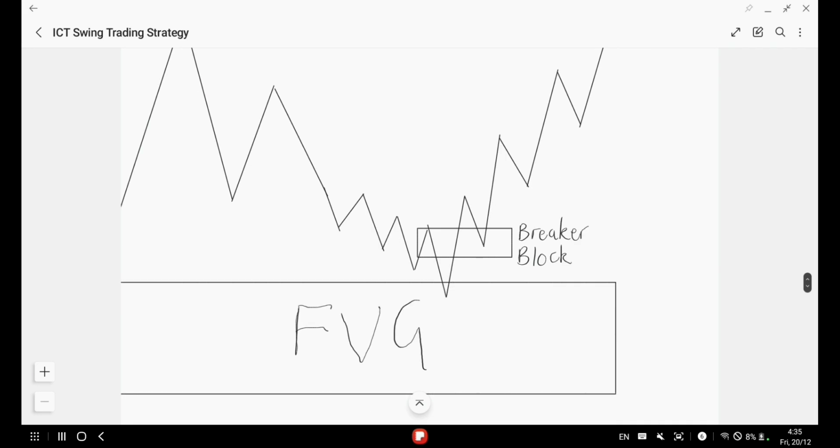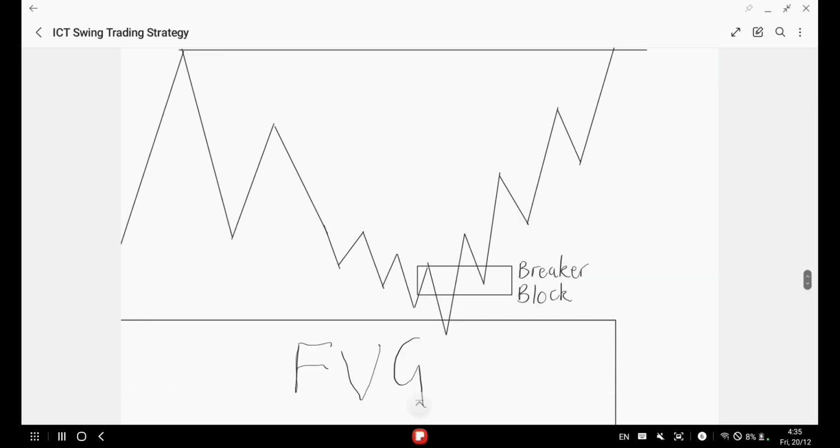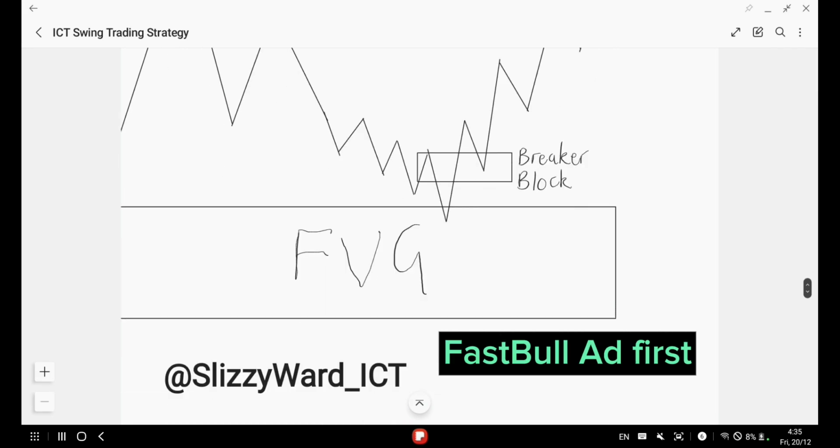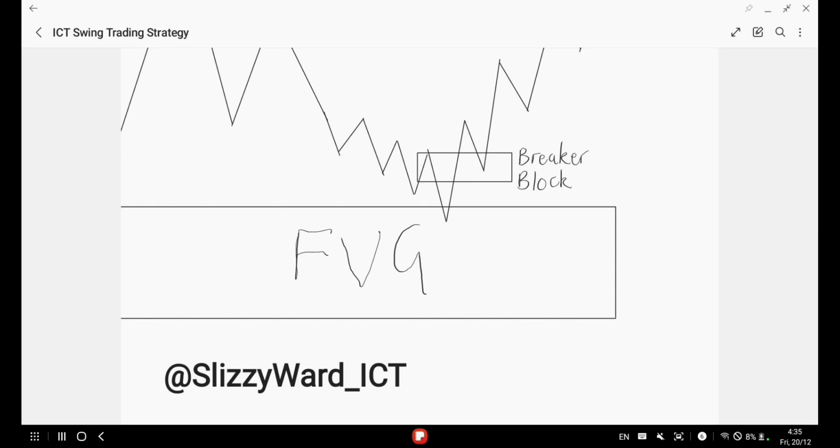Here you can see we have the fair value gap and we have the breaker block, and as soon as price closes with a body above the body of the breaker, we execute and put our stop loss below the swing low and target 1 to 2 risk to reward. So now let's get over to the charts.